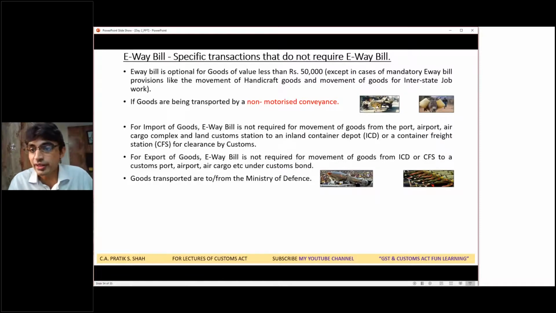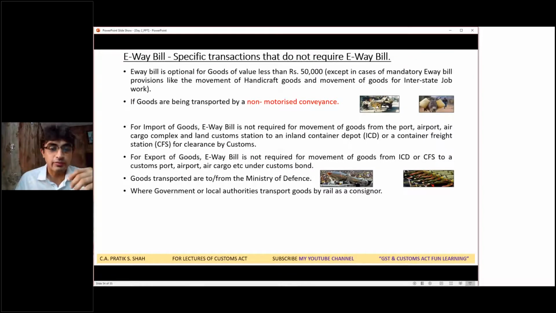These are secrecy. I have to maintain secrecy here. I cannot disclose this. Missiles are going here. Terrorists will attack. So when you are moving the goods of the Ministry of Defense, e-way bill is not required.